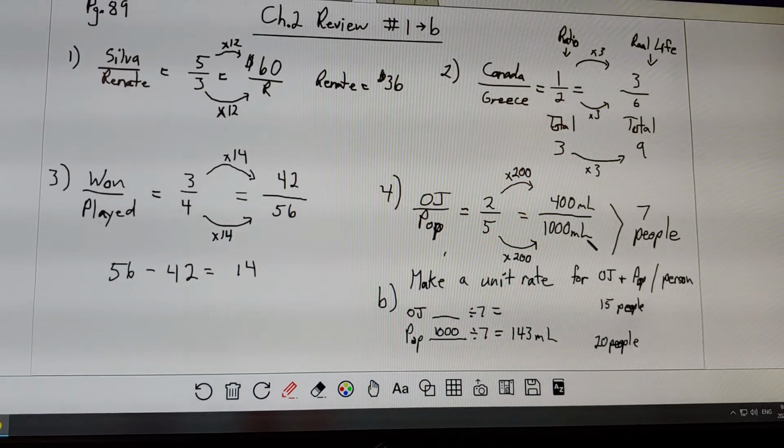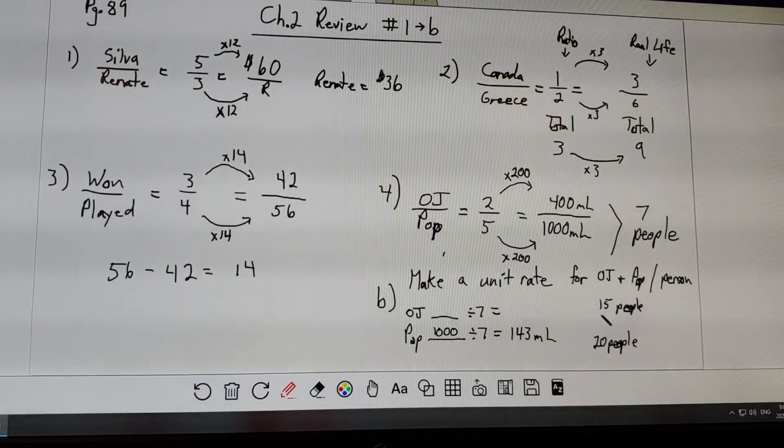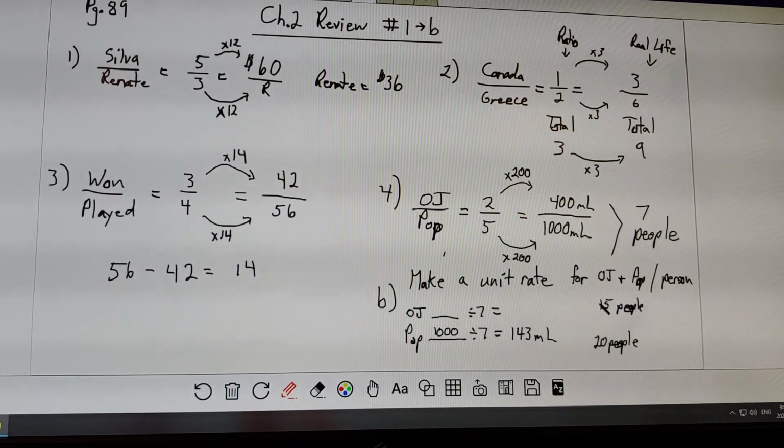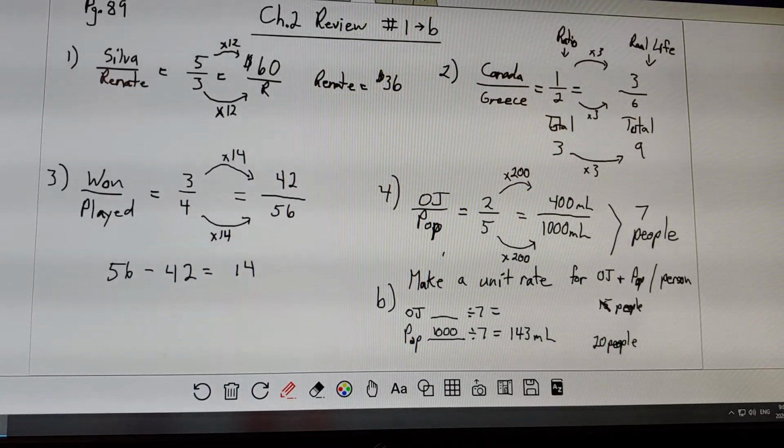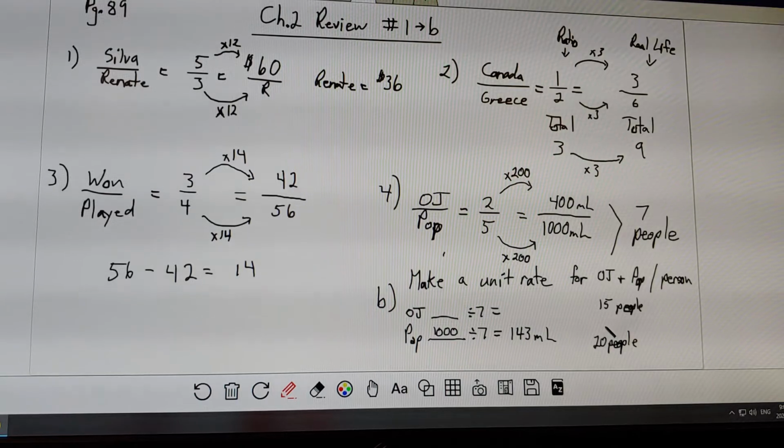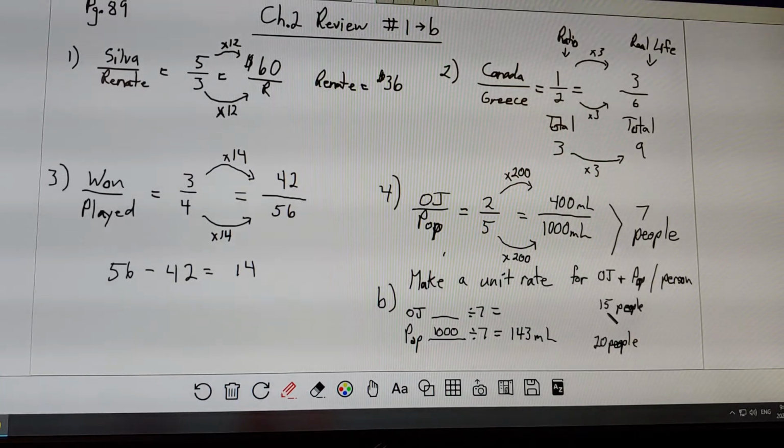Let's say you don't have 7 people coming to your party. Let's say you have 15 people coming to your party, like it asks you in question B. How much juice and pop do you make? You could say, well, I could just double my recipe and then I'm just a little bit shy. Well, what if you have 20 people? Again, you could fake it, but why?